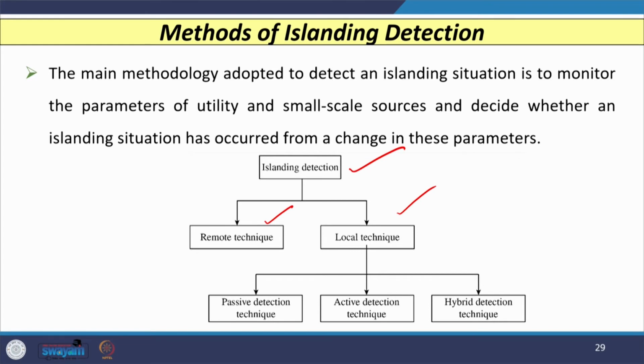As the name suggests, remote techniques need a communication device or medium to acquire data from various buses. That is why the name is given remote techniques, whereas the local technique acquires the data from the local bus, and based on those data this technique will take certain decisions. Local technique can be further classified as the passive detection technique, active detection technique, and hybrid detection technique. Let us see each and every technique one by one. Let us start with the remote technique.